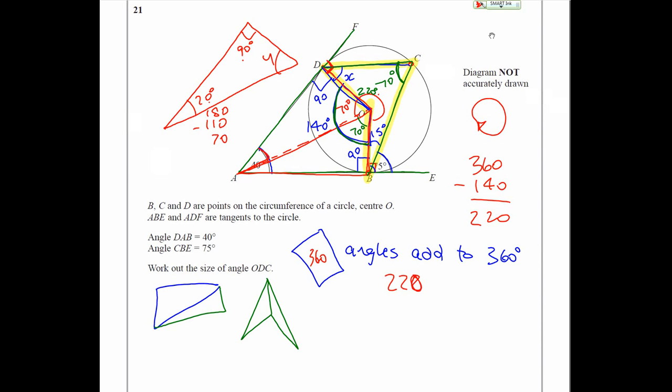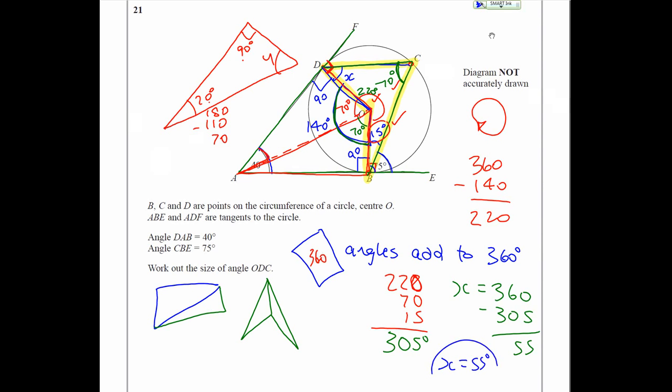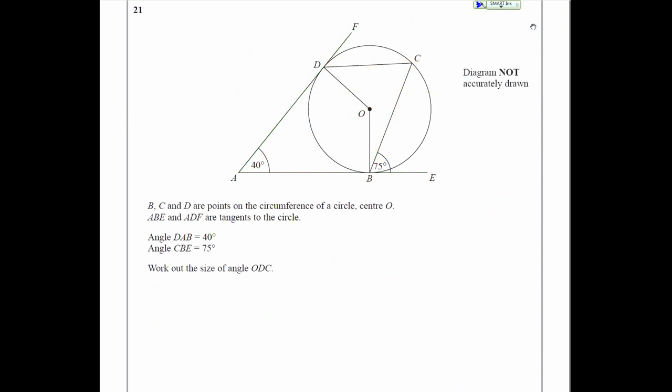220. Yep. 70. And what was this one? 15. So let's add those up, and we get 305. So that means the missing angle X we're going to get by doing 360 minus 305, which is 55 degrees. There might be quicker ways to do it, but that is how I would do it, by working it out from the start.